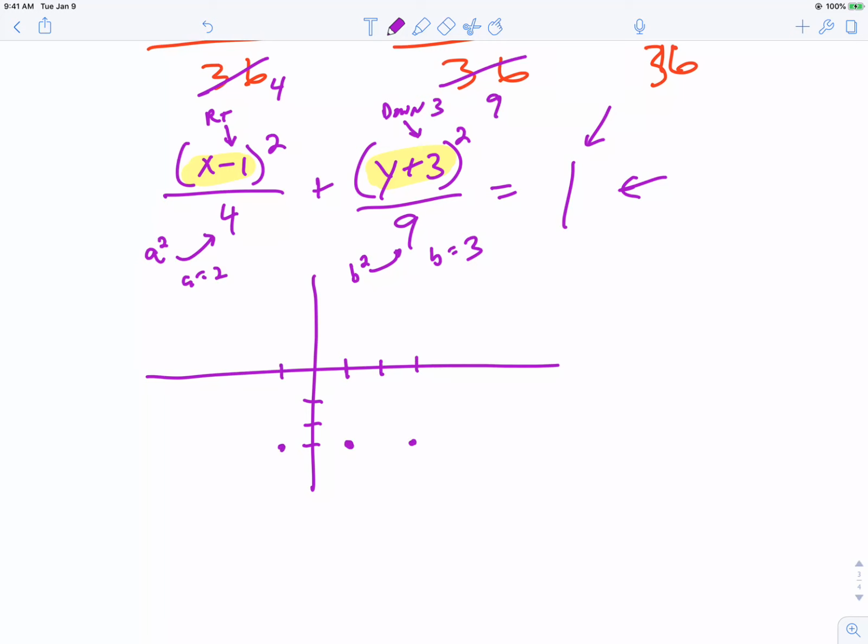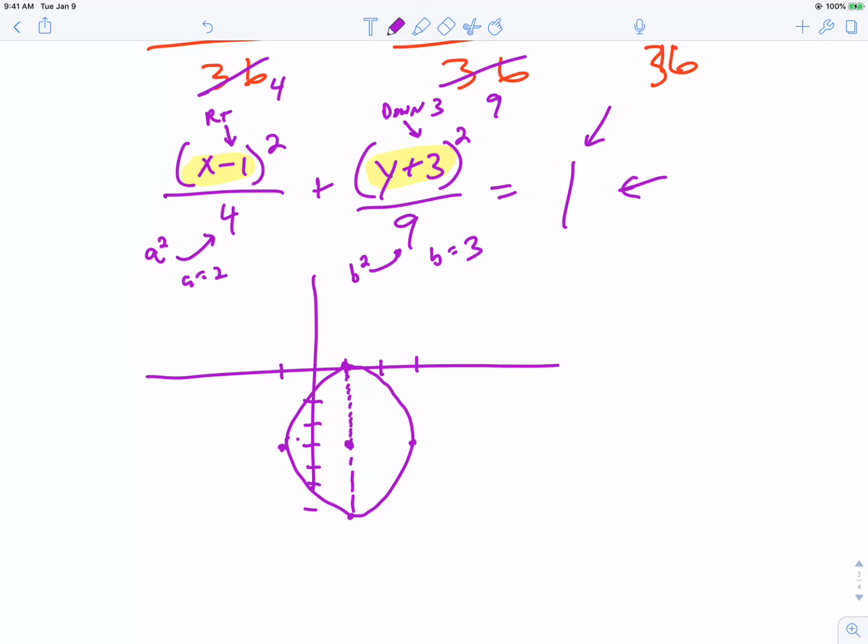In the y direction, because 3 is underneath the y, I spread out 3: 1, 2, 3. Again, I didn't really space these well, so it's a little harder to see which one's the major axis, but it's clear because the 9 is bigger. So I'm just going to draw on my major axis like that.